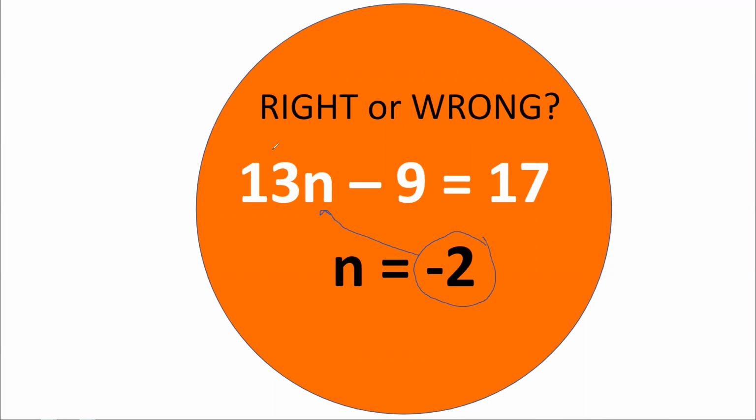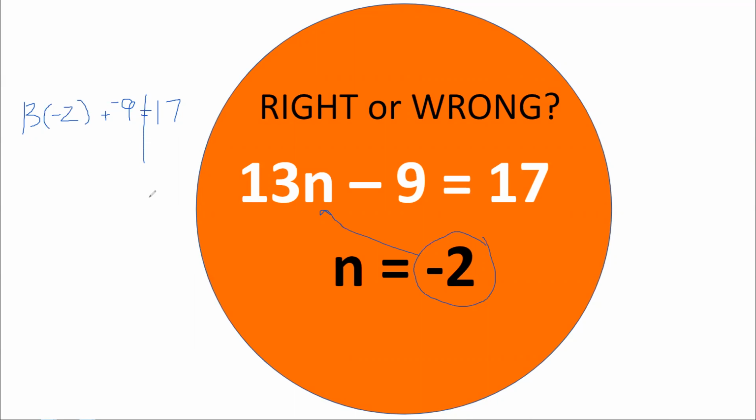So for this problem here, we've got 13 times n, where n is -2, so I'm just going to write a -2 instead of an n. And then minus 9 equals 17. There we go. I'm going to follow order of operations for this after I KCO because I see some subtraction there. So keep, change, opposite.